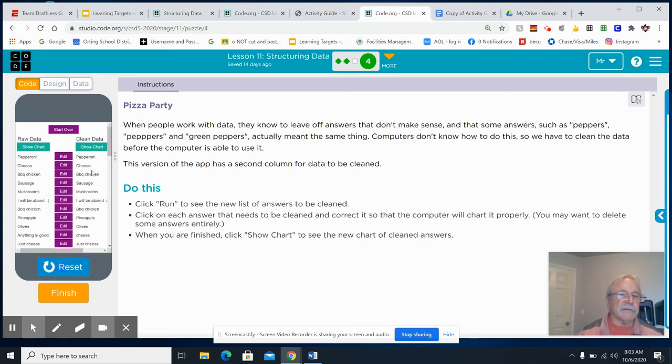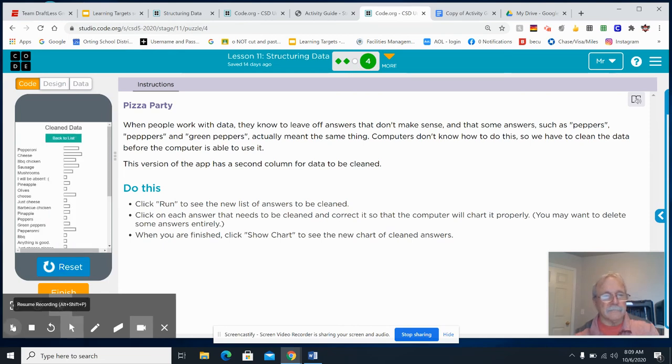Okay, so what you're going to do is you're going to go up here like this and say pepperoni. That looks pretty good, so we're going to save it. Cheese, we're going to save it. And barbecue chicken, we'll save it. Sausage, we'll save it. Mushrooms, we'll save it. "I will be absent." We don't want to do anything there, so we'll just leave it. Barbecue chicken looks good. Pineapple looks good, and so on. So go ahead and finish up that, and I'll come back and see what you came up with.